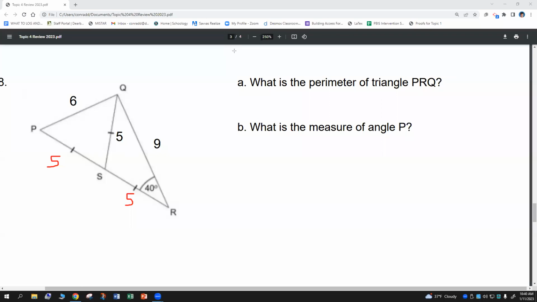All right, if I'm looking for a perimeter, we're looking for the perimeter of triangle PQR. So I'm adding up 6, 9, 5, and 5. I'm not adding this 5 because segment QS is not part of the perimeter of triangle PQR. It goes through the middle of triangle PQR, but it's not part of the perimeter. The perimeter is the length around the outside of the triangle. So 6 plus 9 is 15, plus 5 plus 5, that's 25 units.